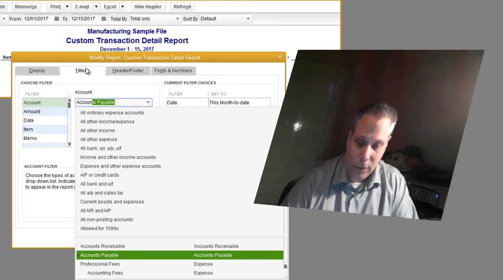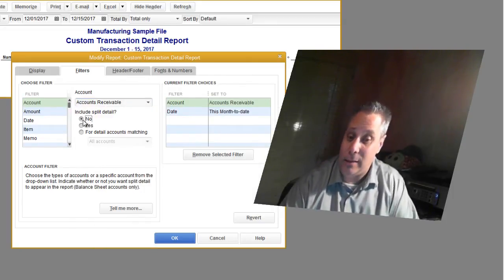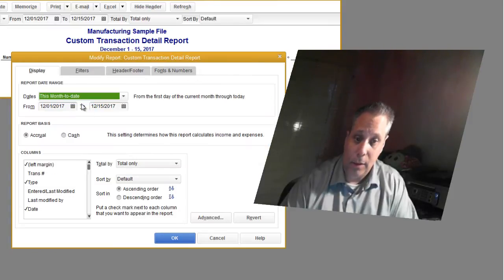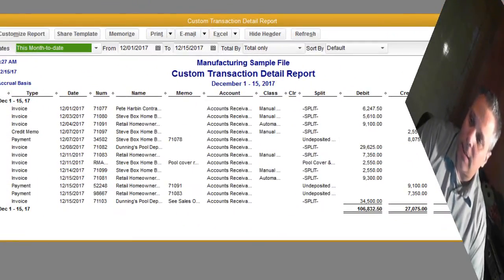So, let's look at accounts receivable. And let's just say that, starting off by default, I'm not including split detail. And we'll run the report for this month to date. Click OK. And I get some transactions.